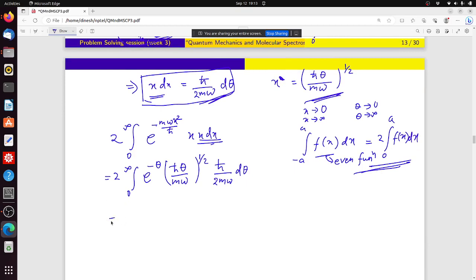So let's take all the constants out first. So we have h cross by m omega to the power 1 by 2 here and 1 here, so we will have effectively 3 over 2 outside, 0 to infinity e to the power minus theta and theta to the power half d theta. Do you recognize this function? Let me write it down like this.